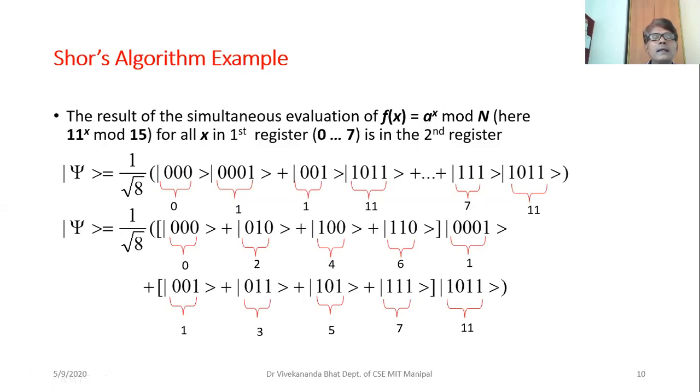Now combining the terms that give the same 4 qubit value. In this case, it is 1. So this is the 000, decimal value is 0. That will give the 4 qubit value 1. Similarly, 010, that is 2. 11 to the power of 2 mod 15 gives the 4 qubit value 1. So combining the related terms, that gives the same 4 qubit value 1.